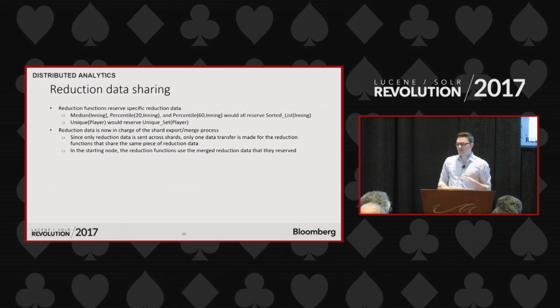Instead of reduction functions being in charge of sending data across shards, reduction functions reserve specific pieces of reduction data. For example, median and percentile would reserve a sorted list, and unique would reserve a unique set, and so on. The reduction data is now in charge of sending the data across shards, as well as merging it in the originating shard. So in this way, we can share data. In the previous example, the median and 2 percentiles of inning would all just use one sorted list of inning to send across the nodes. I'll give a better example of this.